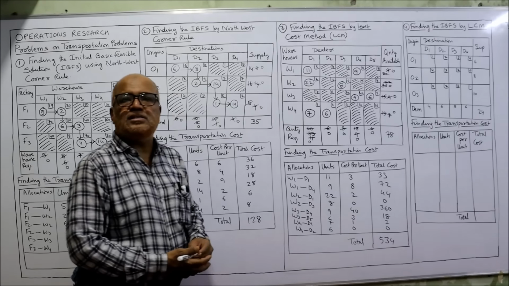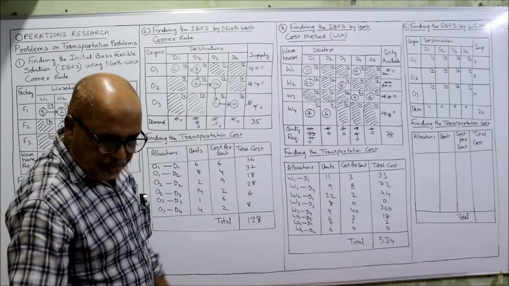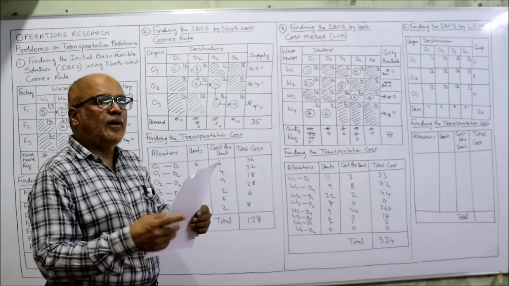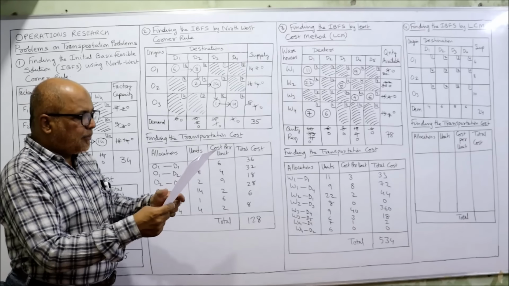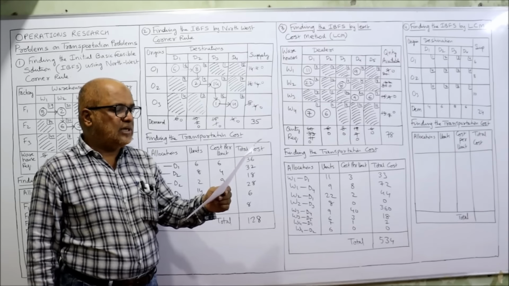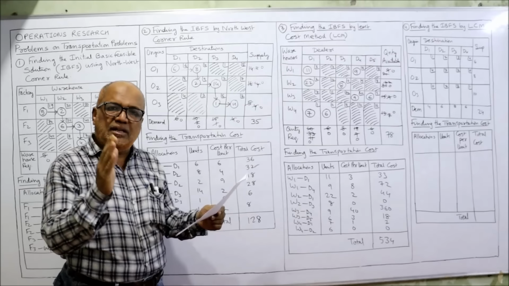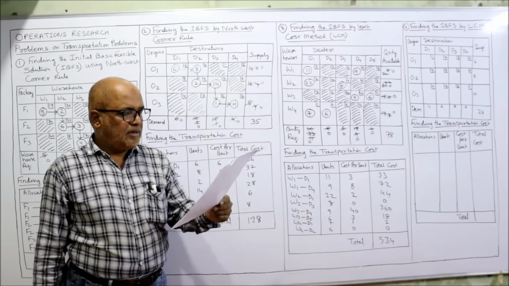That's all. This is the first problem on least cost method I have done. Now, see the fourth problem. Problem number 4. Obtain an initial feasible solution to the following transportation problem using matrix minima method. Matrix minima method means least cost method.